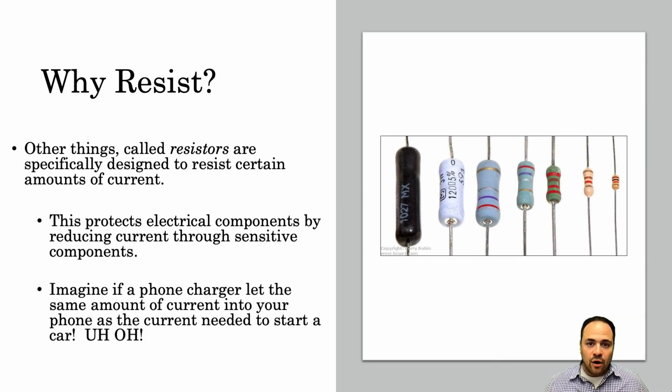There are other devices called resistors, and these things are designed to specifically reduce the amount of current in devices. Electrical components make use of these to protect the components from too much current. Could you imagine running the amount of current that it takes to start your car through your cell phone? That would be bad. So resistors are components that can actually reduce the flow of electrons to help protect electrical components, and that energy from the electrons is simply transformed into thermal and released into the environment.